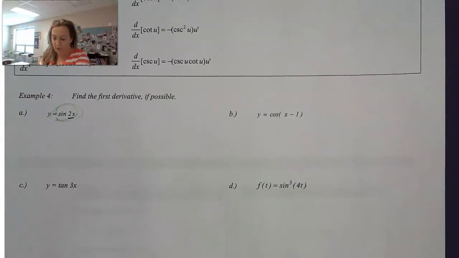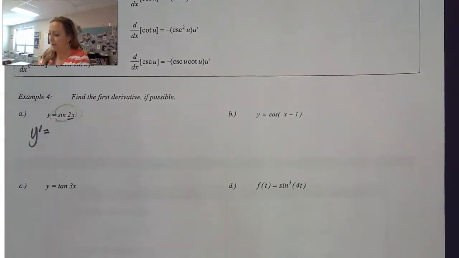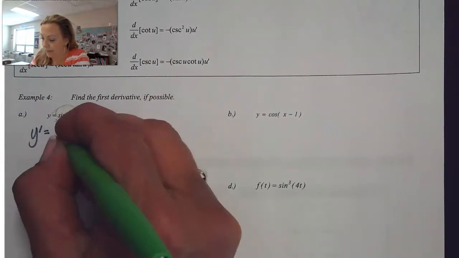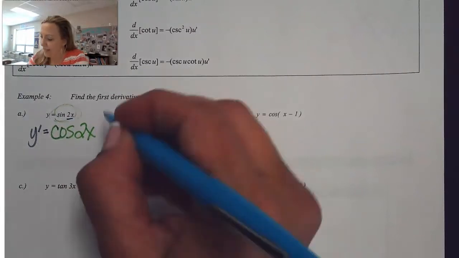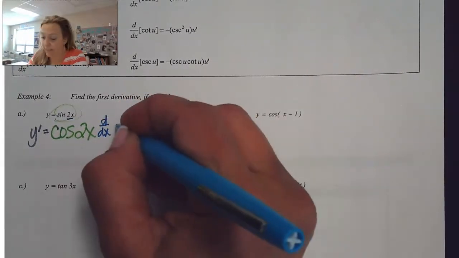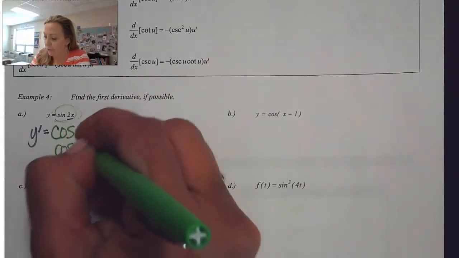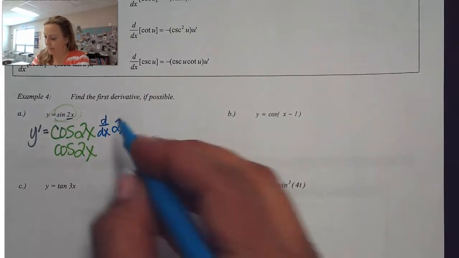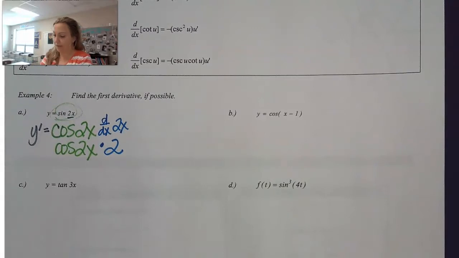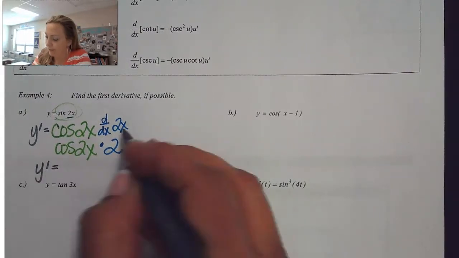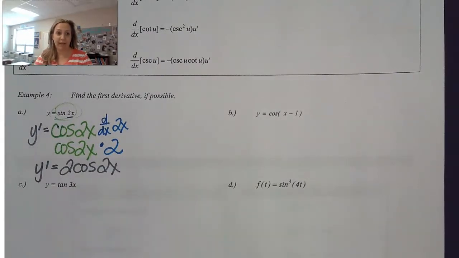All right, so that means that if I want my y prime, I want the derivative of the sine of 2x, so that's going to be the cosine of 2x. And now I want the derivative of the inside function of 2x. So I'm going to have cosine of 2x times, well, the derivative of 2x is 2. So that tells me that my derivative, you probably would write that as 2 times the cosine of 2x.